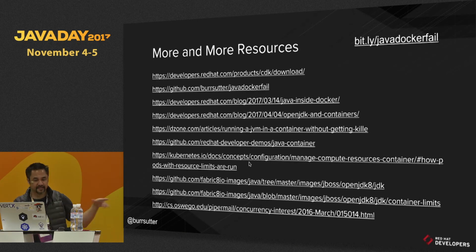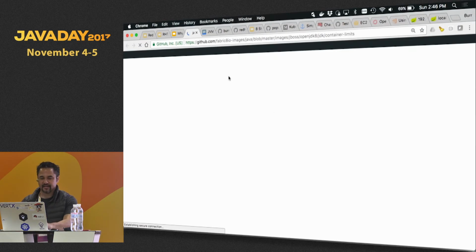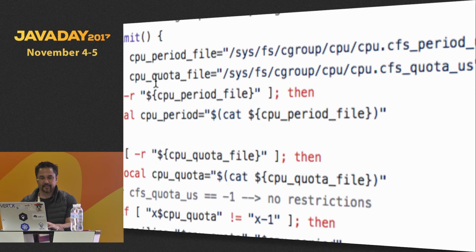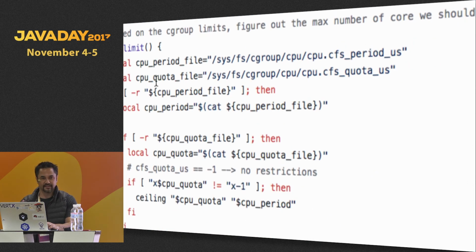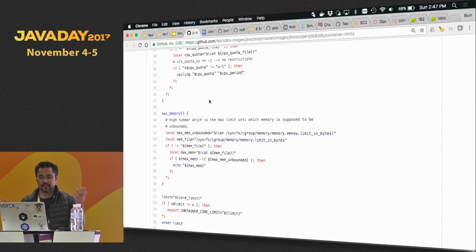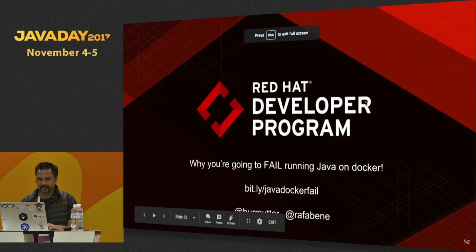You can see the Kubernetes documentation on how resource limits are applied, so you can read the docs on that. There are both Docker docs as well as Kubernetes docs. Do check out this container limits link here, because you will see that we are doing the math inside that script to ensure that you don't overallocate CPU and don't overallocate memory. That's where the magic happens. As long as you're aware of the problem, you'll be vastly safer and vastly better off. And that is it for the presentation.